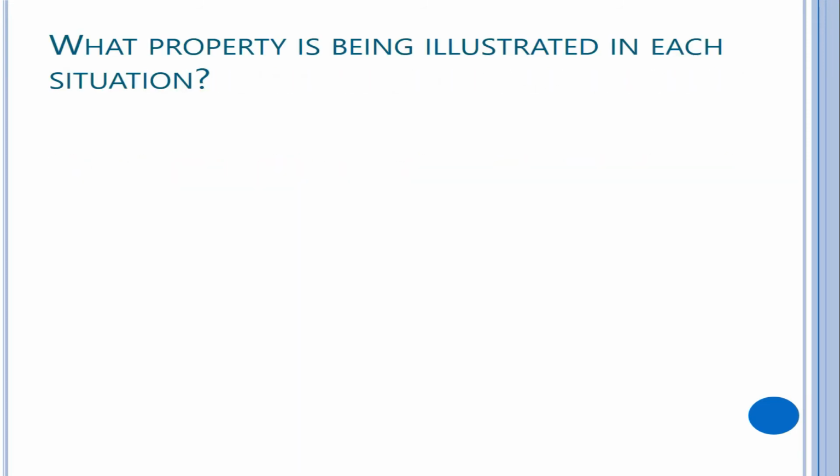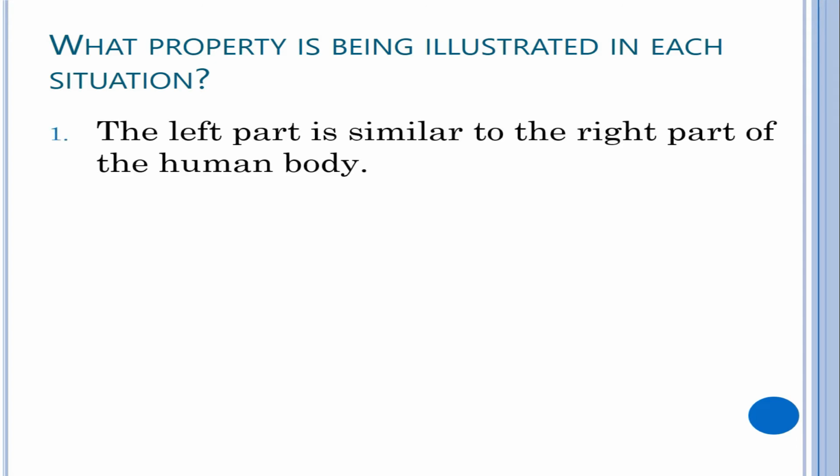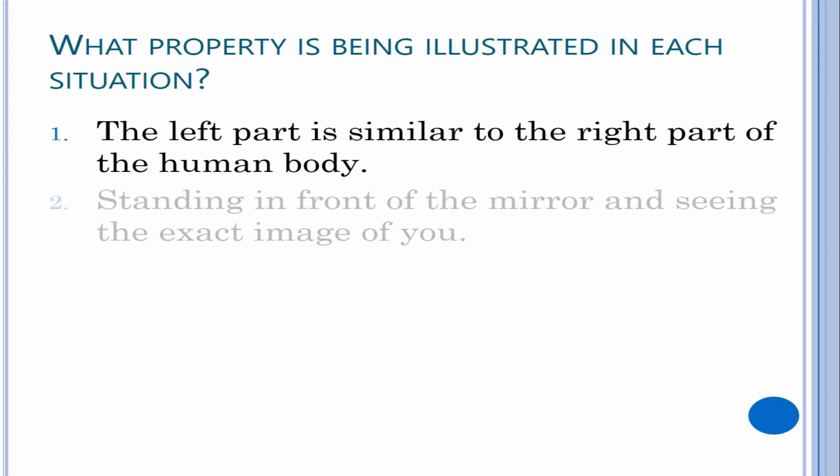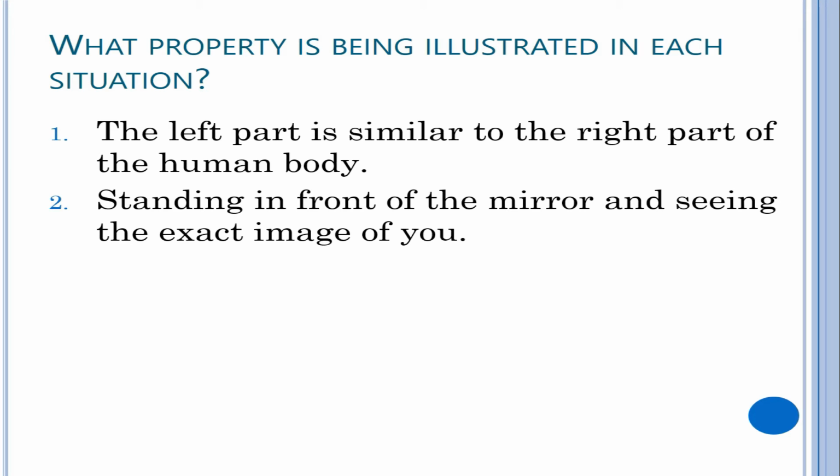Let's have some examples. What property is being illustrated in each situation? So number one, the left part is similar to the right part of the human body. What do you think is the answer? Yes, the answer is symmetric property. Next, number two, standing in front of the mirror and seeing the exact image of you. What do you think? Yes, correct. The answer is reflexive property.